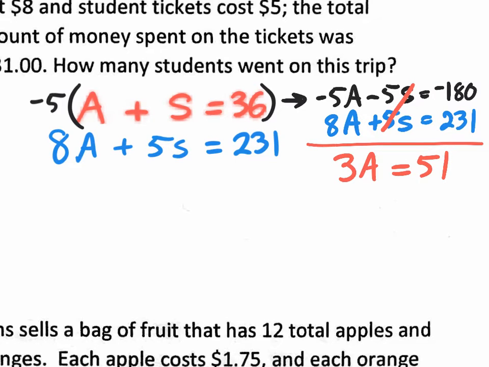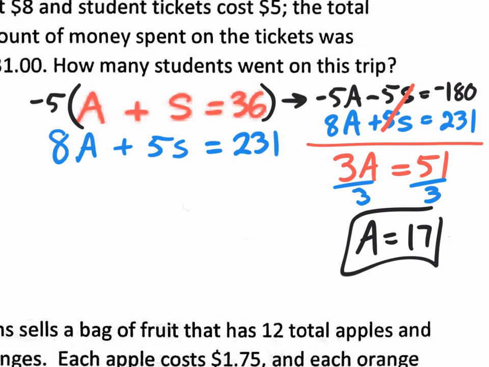So the calculator does all the hard work, guys. Final step would be to get rid of that 3 by dividing by 3, solving that simple one-step equation. And 51 divided by 3 on a calculator is 17. So we know that A equals 17.